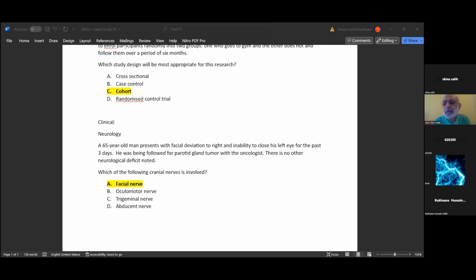Why do you say that the oculomotor is definitely involved? Oculomotor is involved in opening of the eye and not in closing. Inability to close. Okay, sorry, I didn't read that. So the facial nerve is the only correct answer in that case. Yes, so this would be a single correct answer. Yes. Thank you.